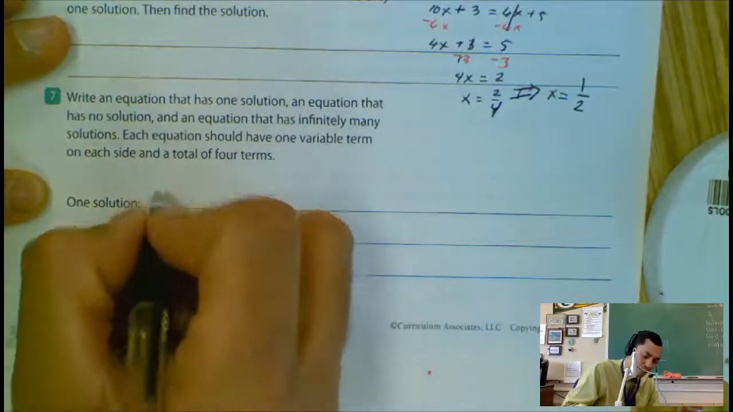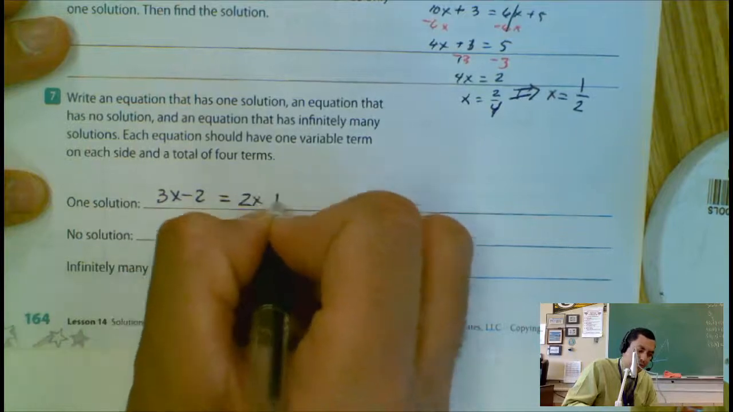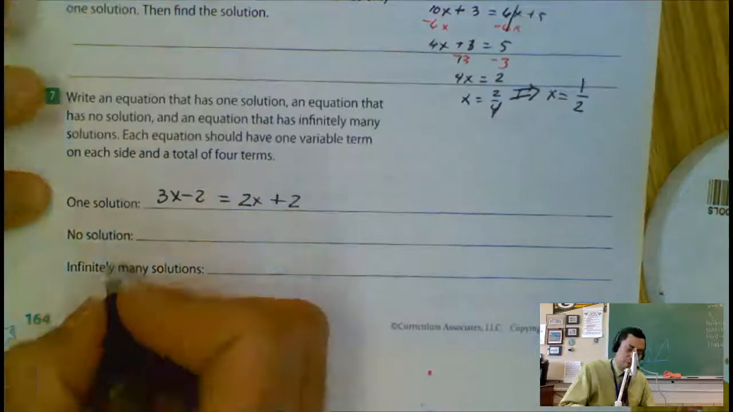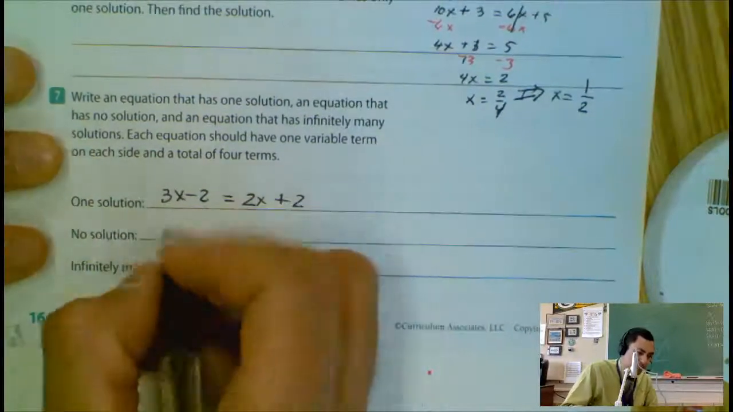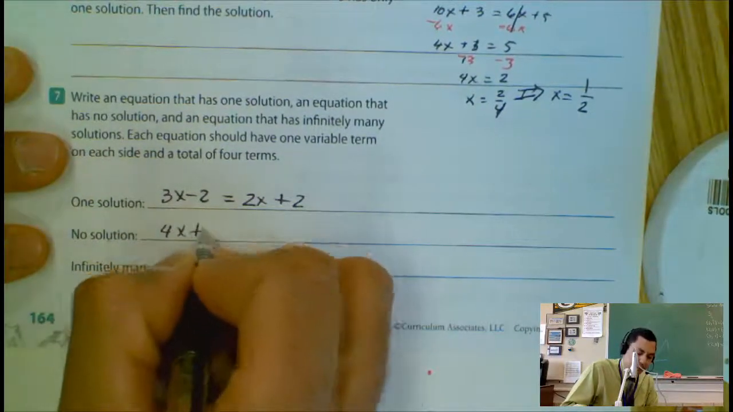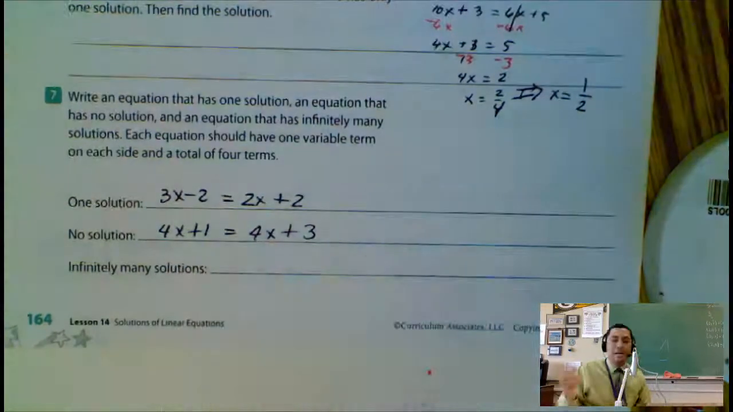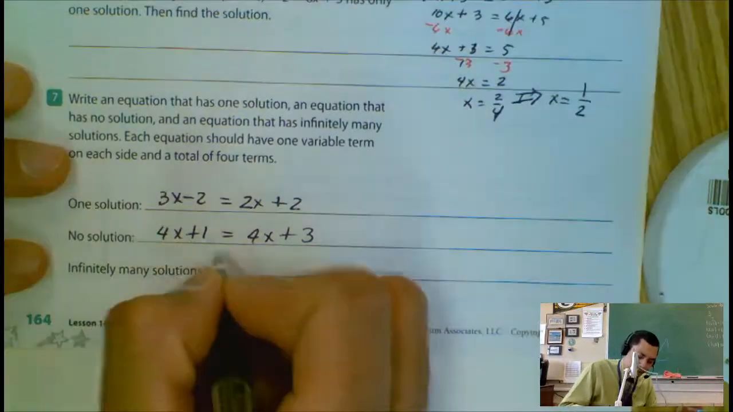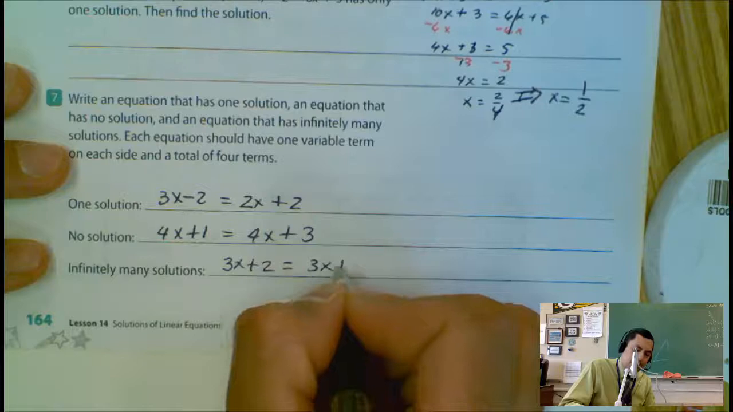So for example, 3x minus 2 equals 2x plus 2. Variable terms are different, one solution. No solution: the variable terms are the same and the y-intercepts are different. So for example, 4x plus 1 equals 4x plus 3. Infinitely many solutions: left and right have to be the same. For example, 3x plus 2 equals 3x plus 2.